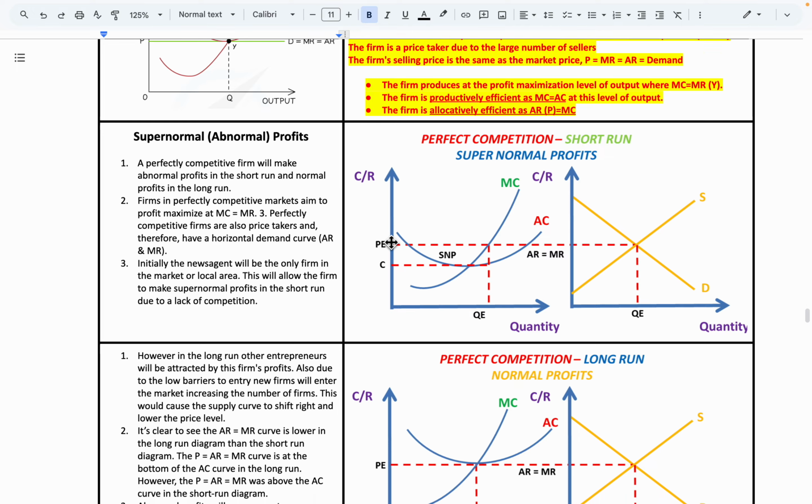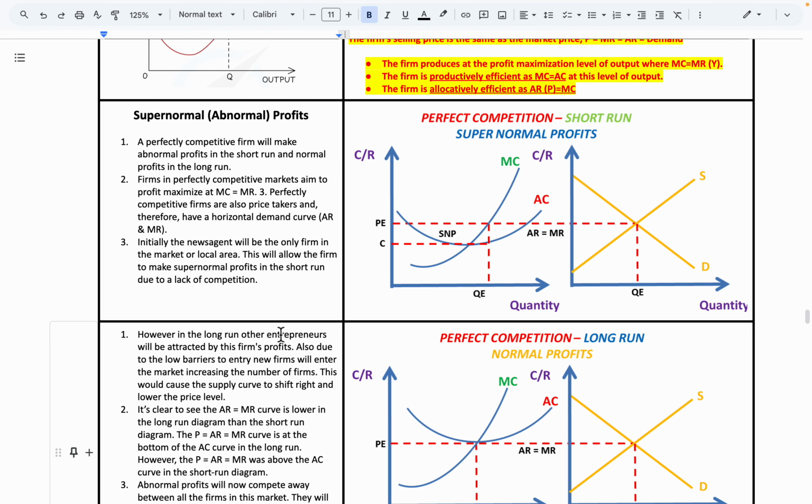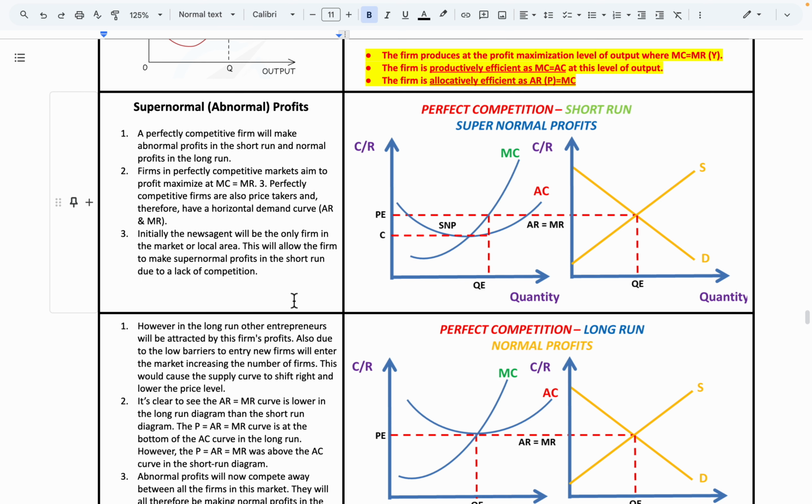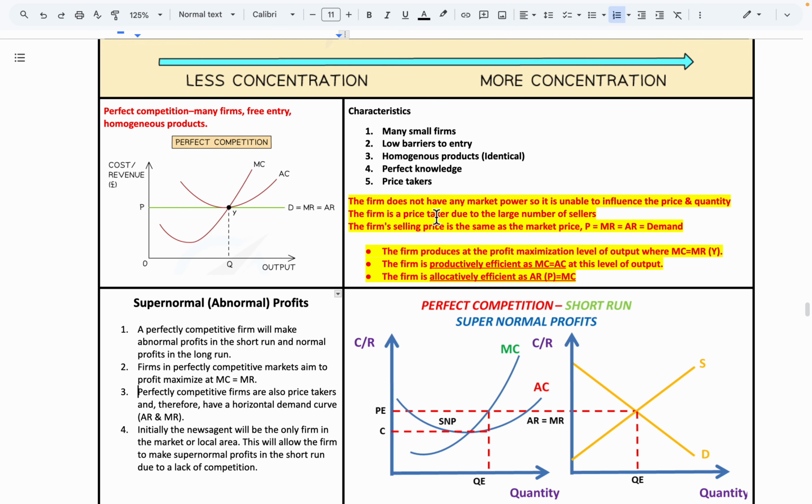Yes. Okay, so let's talk about supernormal or abnormal profits. So a perfectly competitive firm will make abnormal profits in the short run, but not in the long run. They would just make normal profits in the long run. Okay, so the firms in perfectly competitive markets aim to profit maximize at MC equals MR. And perfectly competitive firms are also price takers and therefore have a horizontal demand curve, as you can see from above right here.